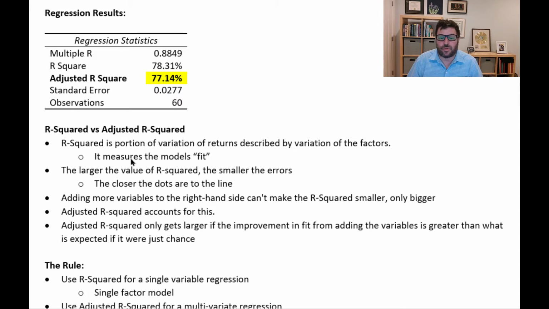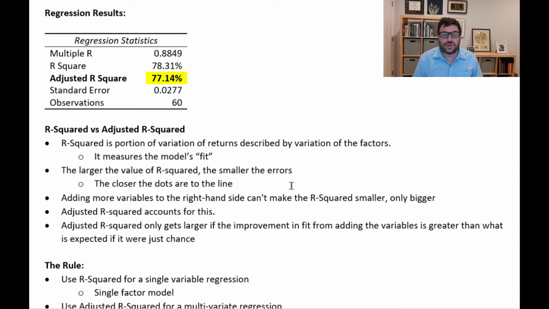The R squared is the portion of variation of returns described by variation of the factors. It measures the model's fit. The larger the value of R squared, the smaller the errors and the closer the dots are to the line. Well, adding more variables to the right-hand side can't make the R squared smaller. It can only make it bigger. Even if it's just completely random and unrelated, it can't make it any smaller. Any sort of spurious or random relationship between this new variable I've added and what it is I'm trying to measure will make the R squared bigger.